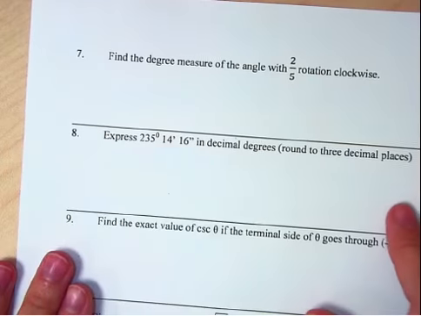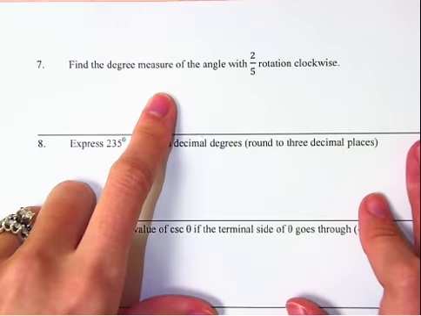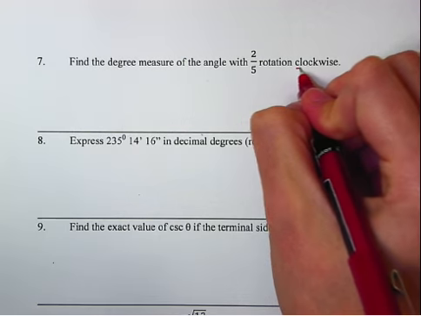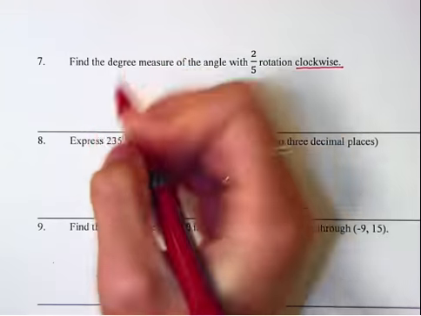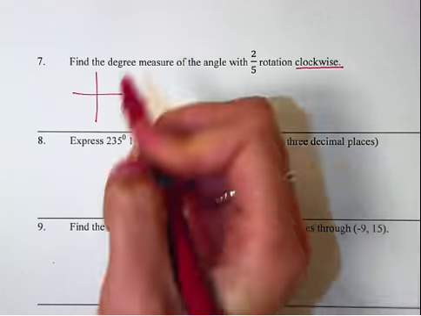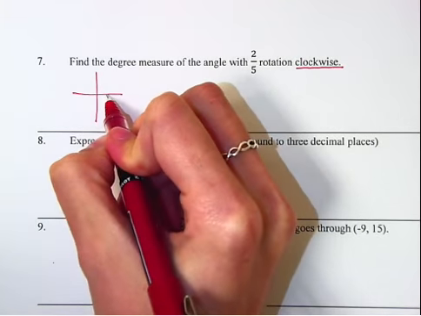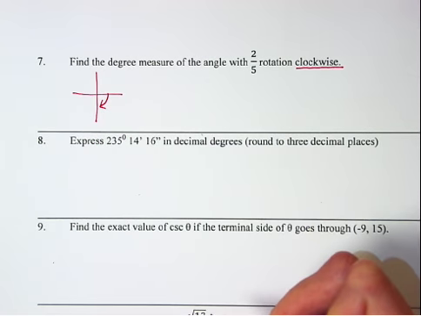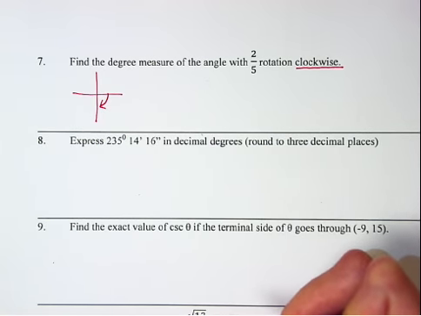Problem number 7. Find the degree measure of the angle with 2/5 rotation clockwise. It's very important that you pay attention to the direction. So I like to draw myself a diagram. 2/5 rotation clockwise. That means it's going in this direction, and it's going 2/5 of the way around the circle.